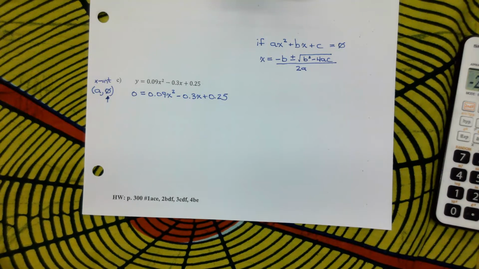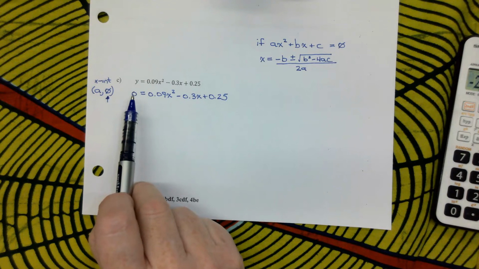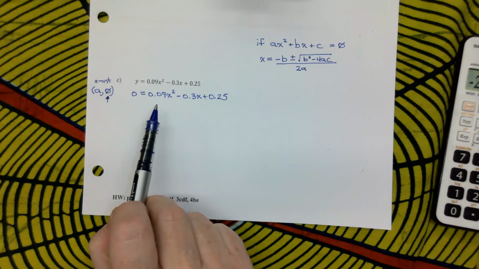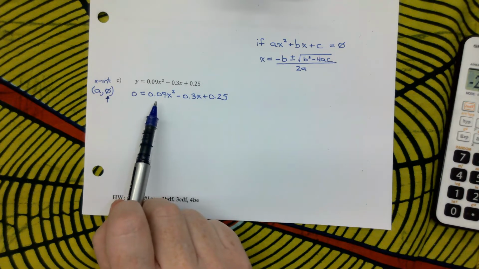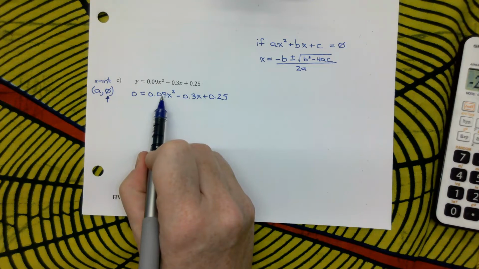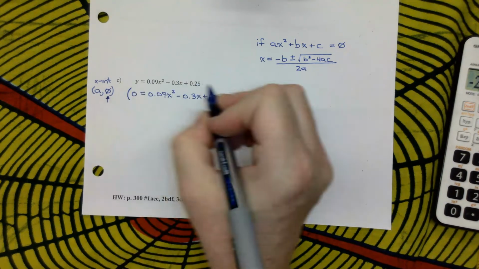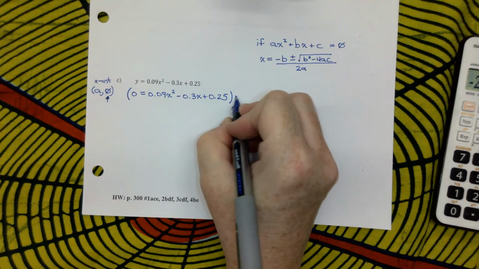Sometimes it's easier not to work with decimals. So because it's an equation, if you remember, what you do to one side of the equation, you can do to the other. I'm going to go ahead and multiply to get rid of the decimal. So if I multiply by 10, I'd have 0.9, and if I multiply by 100, I'd have 9. So let's go ahead and take this whole thing and multiply by 100.